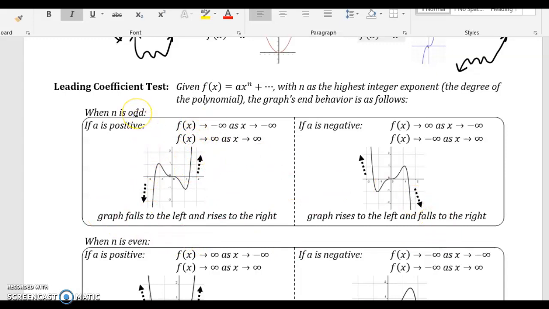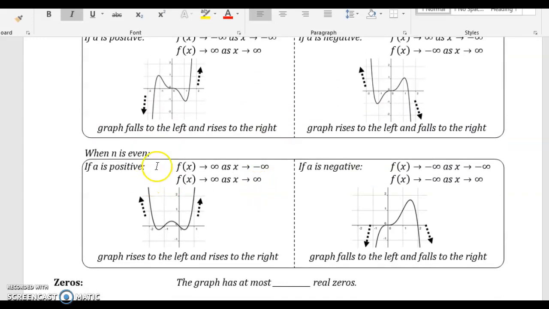So when n is odd, the highest power is odd, you're going to have one up and one down. You need to figure out which is up and which is down. You do that by looking at the leading coefficient. When the leading coefficient is negative, it's going to go up to the left, down to the right. When the leading coefficient is positive, it's going to go down to the left, up to the right.